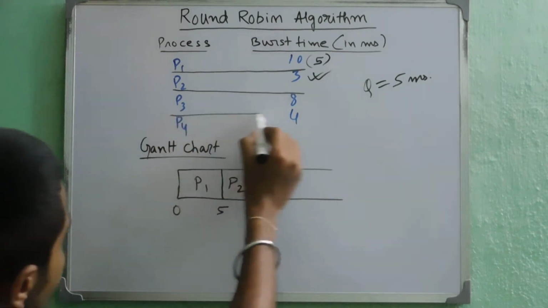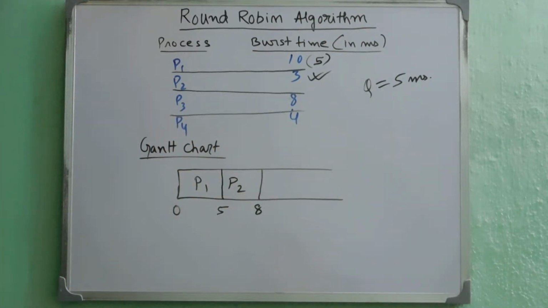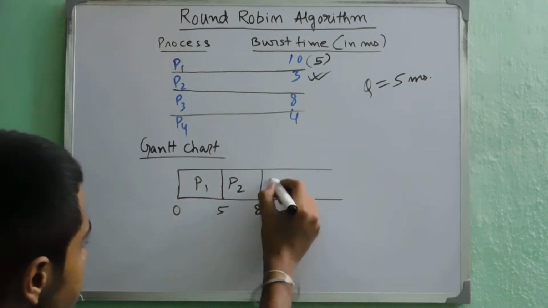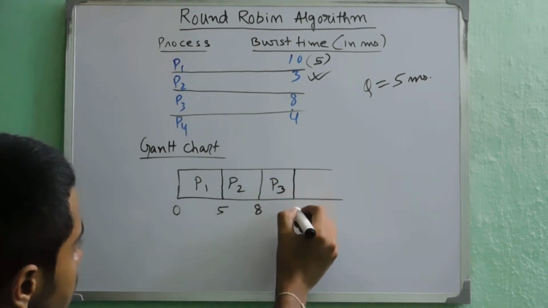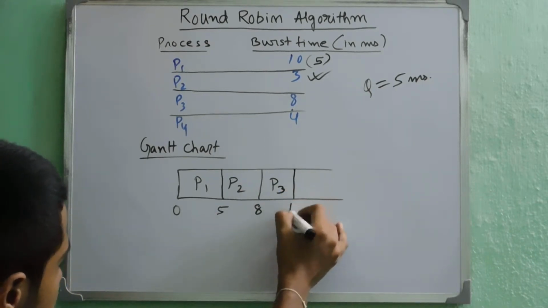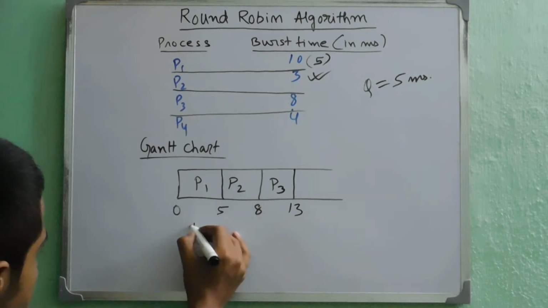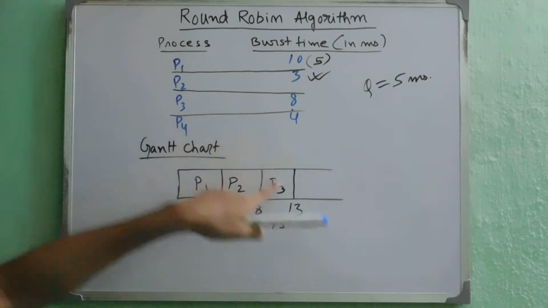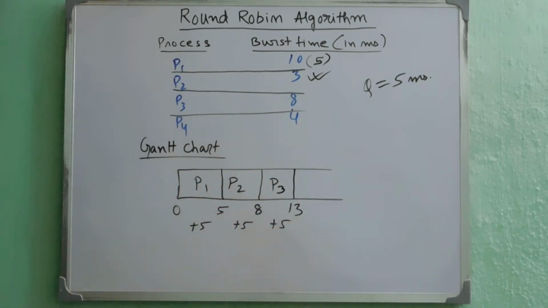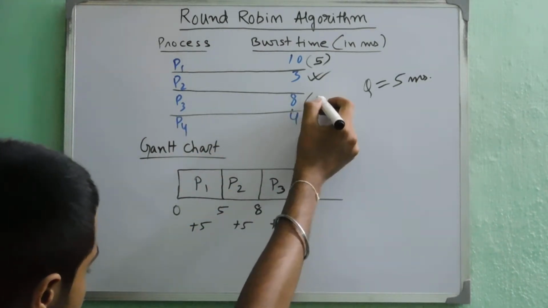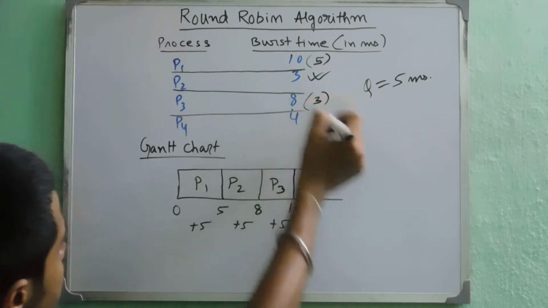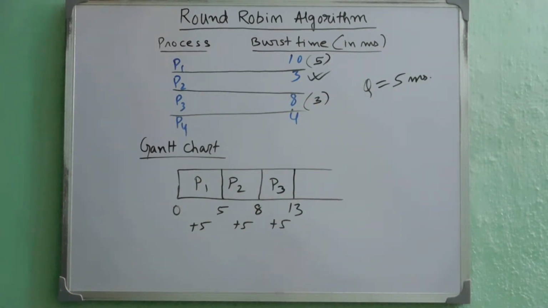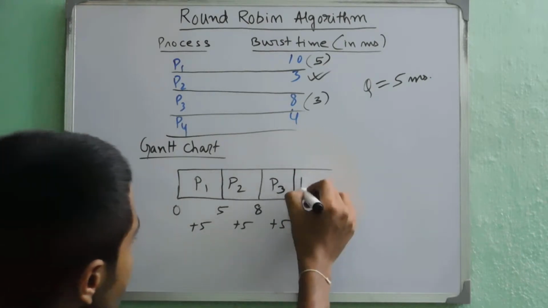Then we have P3. P3 will also get 5 milliseconds, but it has burst time 8 milliseconds. So let me write P3 here, and this will be 13. So plus 5 plus 5 plus 5. Now after its allotted 5 milliseconds, it will still have 3 milliseconds left.